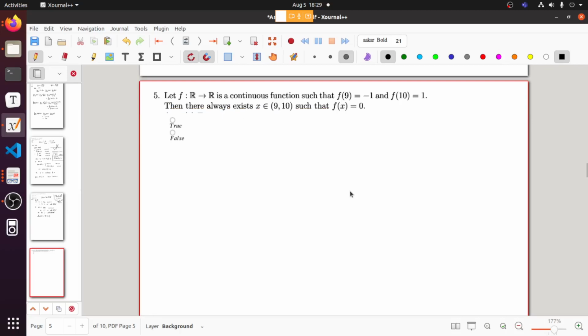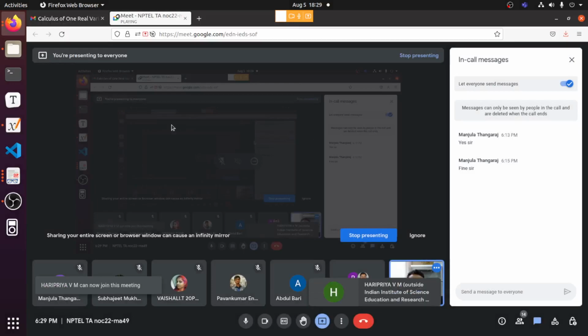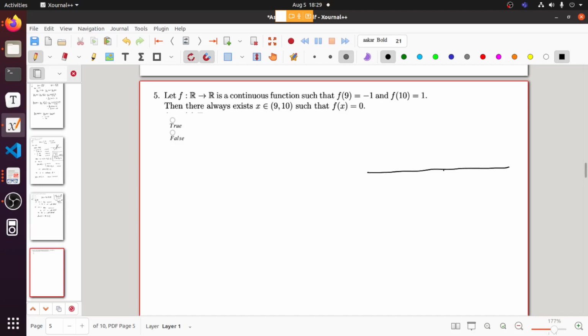Question number 5. What it is saying is that f from R to R is a continuous function such that f of 9 is minus 1 and f of 10 is 1. So it is a function defined on R. Suppose this is 9, this is 10. So at 9 the function takes the value minus 1.